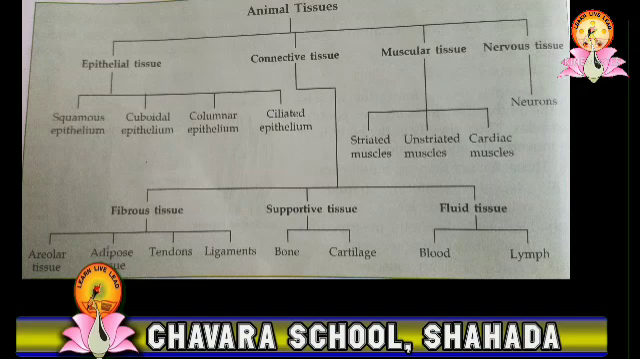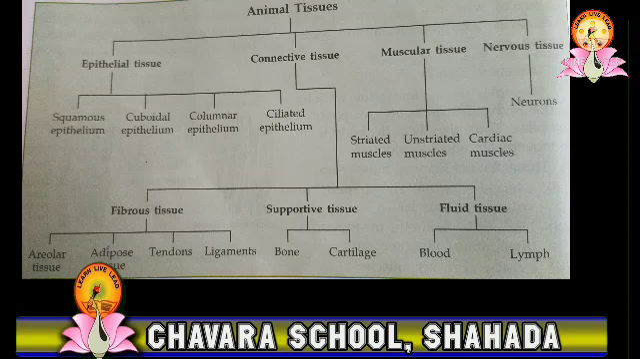Connective tissue consists of 3 main subcategories. First is fibrous tissue, which further consists of areolar tissue, adipose tissue, tendons and ligaments. Second type of connective tissue is supportive connective tissue, which consists of bones and cartilage. Third type of connective tissue is fluid connective tissue, which consists of blood and lymph.